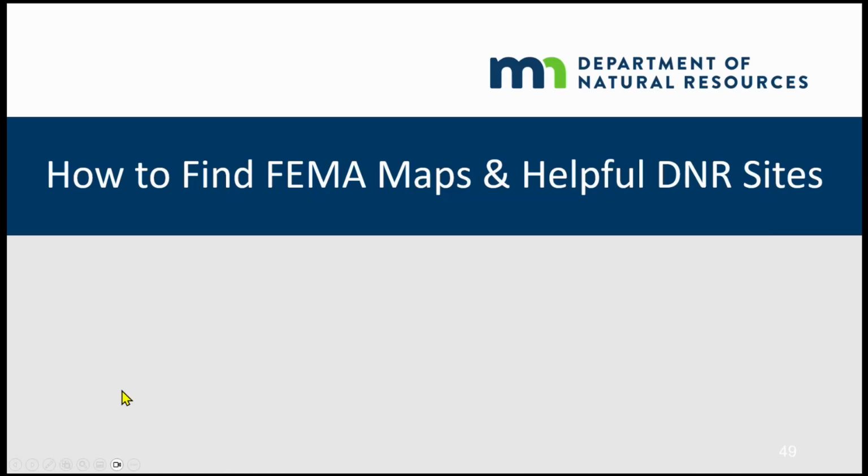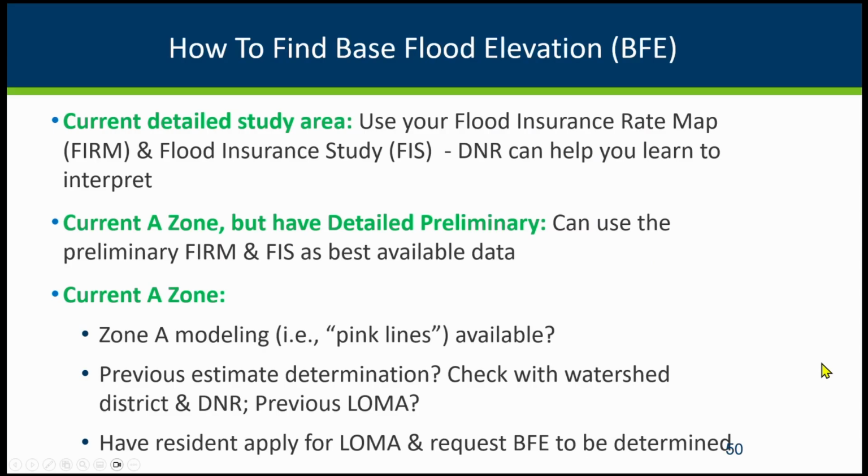So how to find FEMA maps and helpful DNR sites. So how to find base flood elevations. If you've got a detailed study, you definitely use that flood insurance study and get the base flood elevations there. If it's an A zone, but you've got detailed information in your preliminary new maps, Mary mentioned some of the places where we've got preliminary new maps, that can be used as best available data once we've got them in the preliminary new maps. Otherwise, we've got our pink lines, our supporting A-zone models in much of the state.